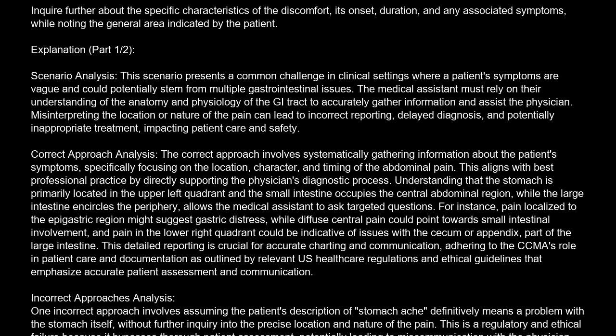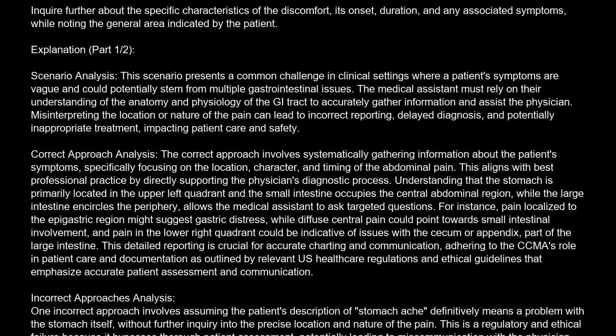Explanation. Scenario analysis. This scenario presents a common challenge in clinical settings where a patient's symptoms are vague and could potentially stem from multiple gastrointestinal issues. The medical assistant must rely on their understanding of the anatomy and physiology of the GI tract to accurately gather information and assist the physician. Misinterpreting the location or nature of the pain can lead to incorrect reporting, delayed diagnosis, and potentially inappropriate treatment, impacting patient care and safety.